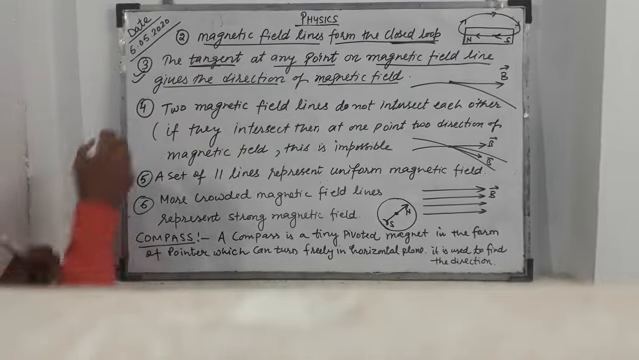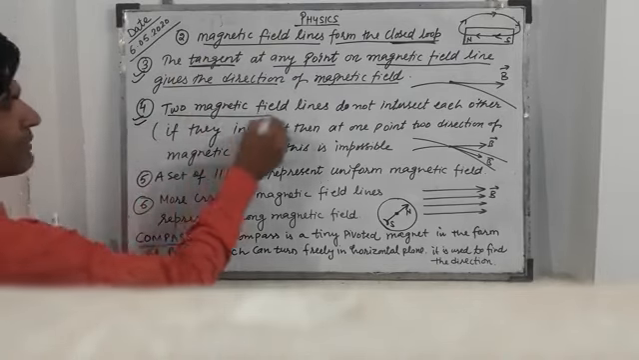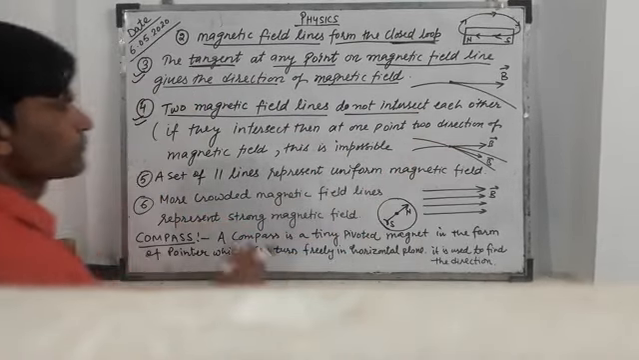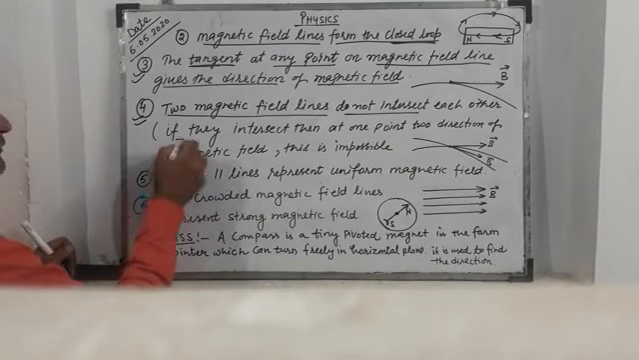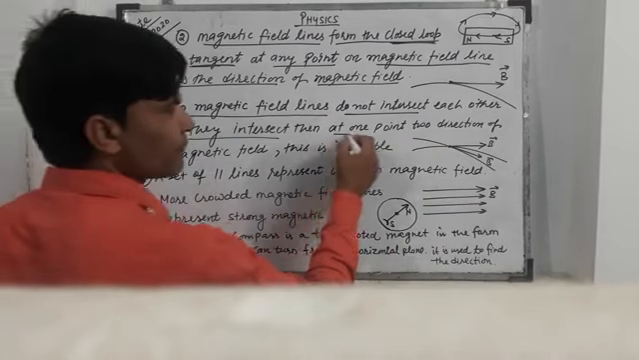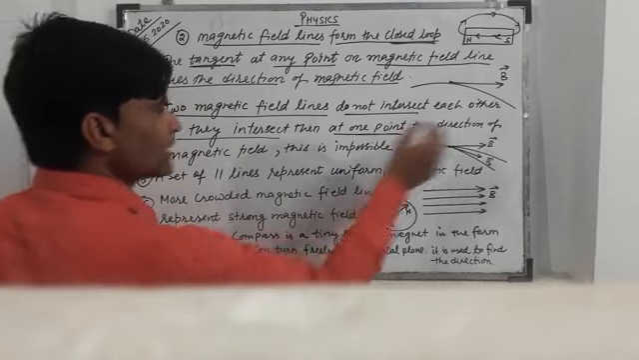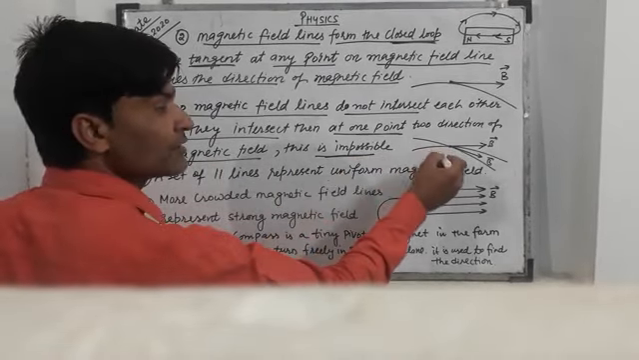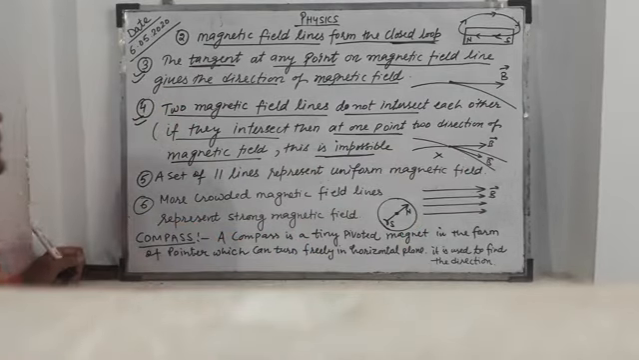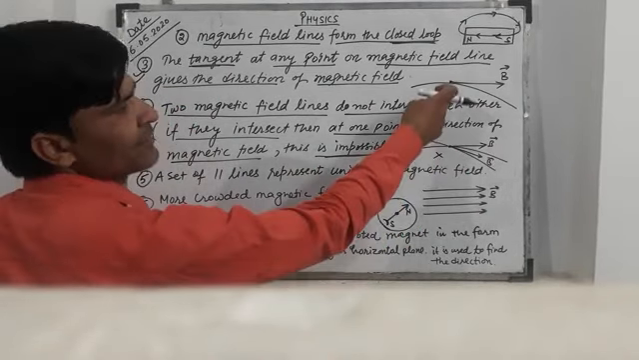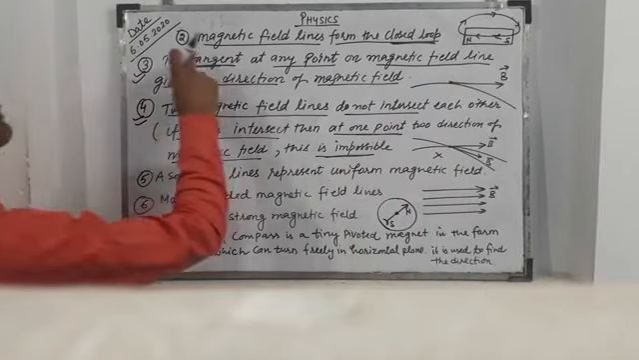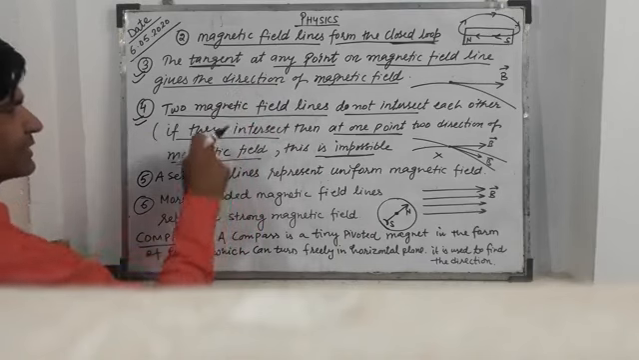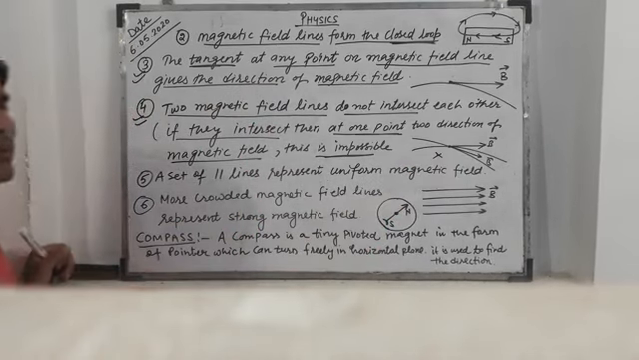The fourth property is that two magnetic field lines do not intersect. This is because if they intersected, then at one point there would be two directions of the magnetic field, and this is impossible. So it is not possible.